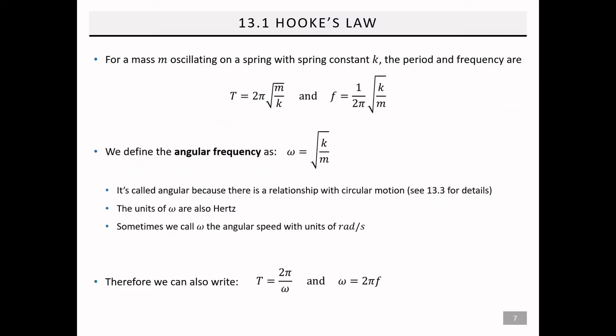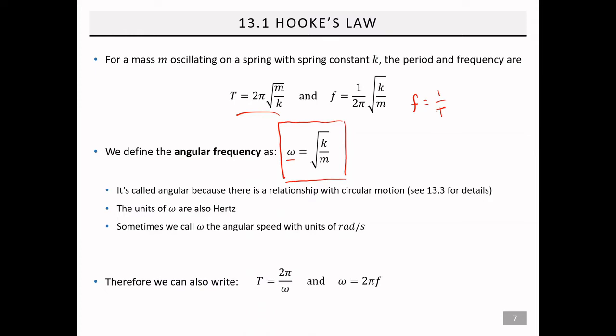We can write the period of the object in terms of the mass of the object and the spring constant via the equation on the left here. And then the equation for frequency comes from that relationship on the previous slide that said that f was equal to 1 over the period. In the middle, we define this new variable called angular frequency. This symbol is the small Greek letter omega. So we say that omega is defined as the square root of k over m.